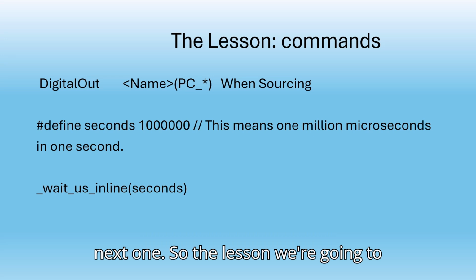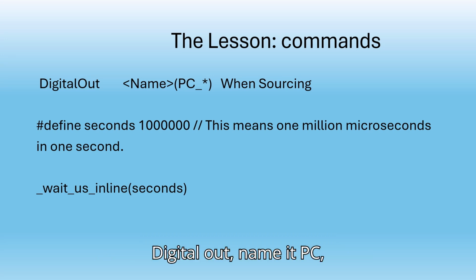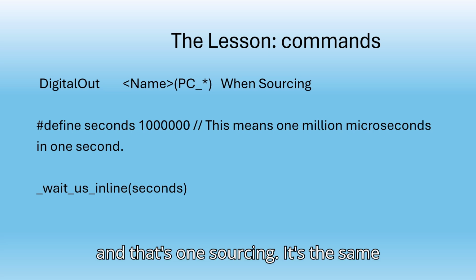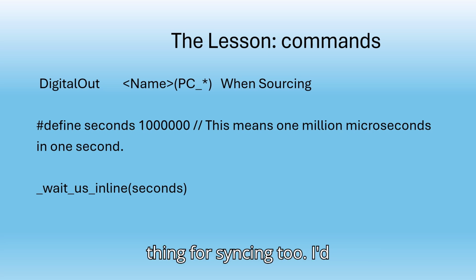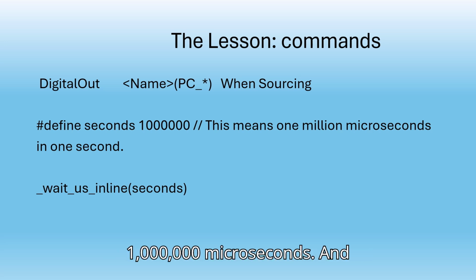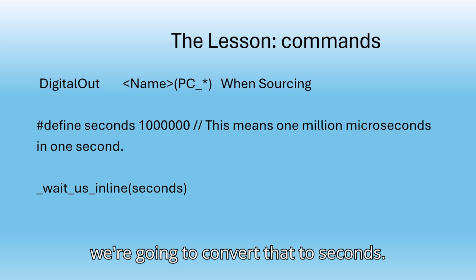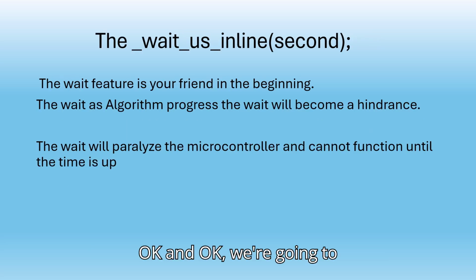So the lesson, we're going to talk about commands. Very simple. Digital out, name it, PC, whatever. PC is 0 up to 15. And that's one sourcing. It's the same thing for syncing too. I define seconds as 1 million, that's 1 million microseconds, and we're going to convert that to seconds.